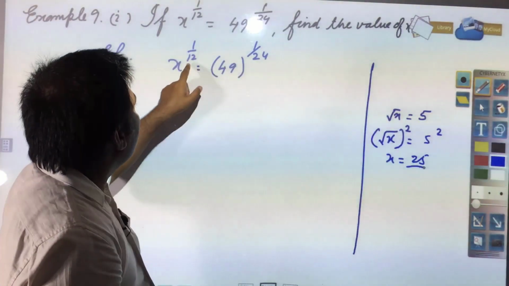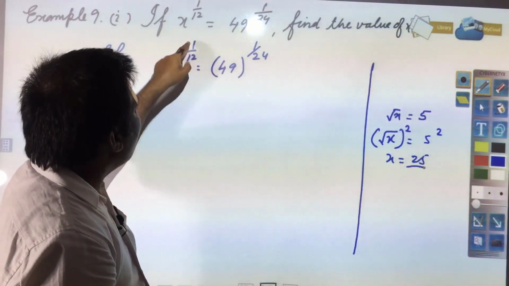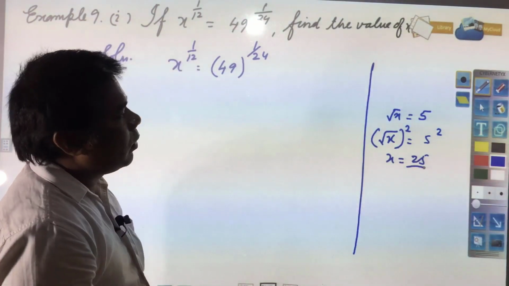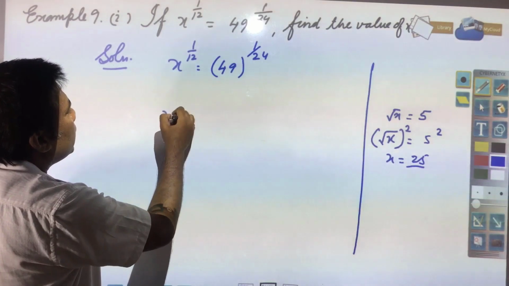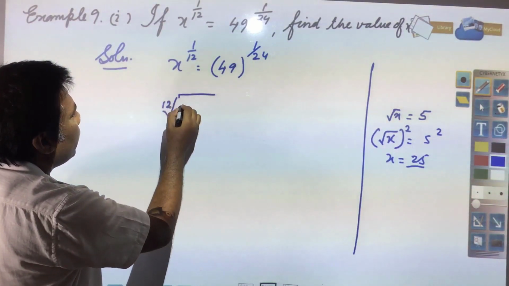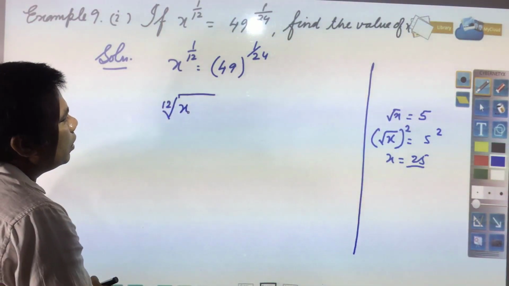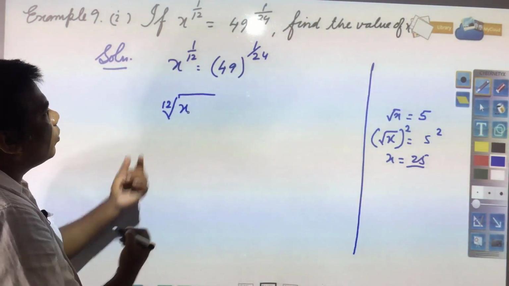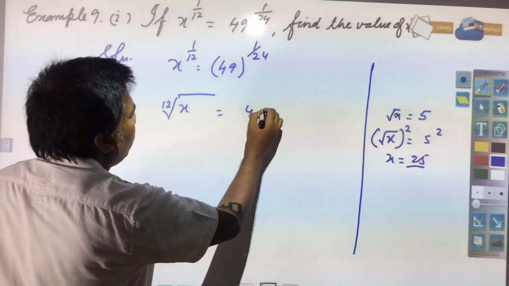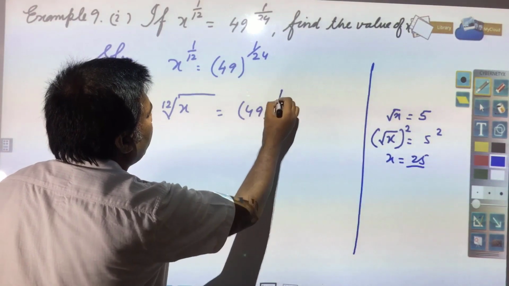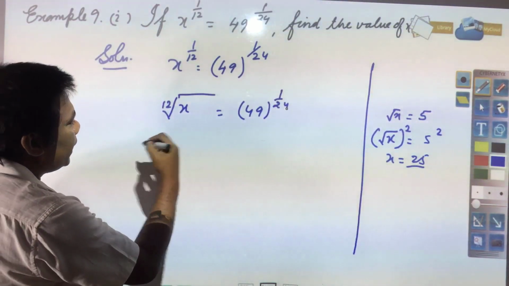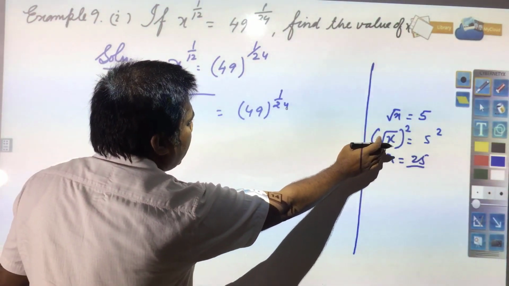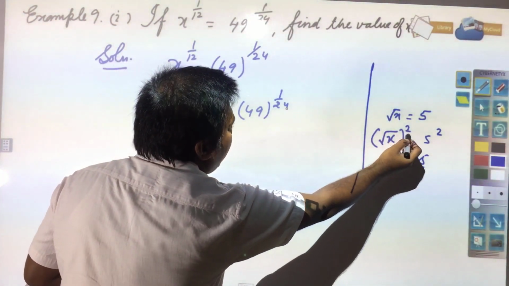Here you have 12th root, 1 by 12 means 12th root. Same thing is required to be done over here also. Suppose this number is like this, 12th root of x, like this if it would be written, what we would do? 49 to the power 1 by 24. What we would do? We would do the same thing as we have done, suppose squaring we have done.